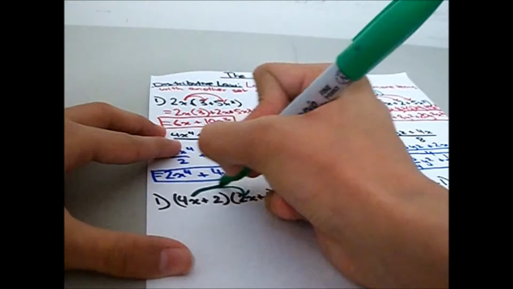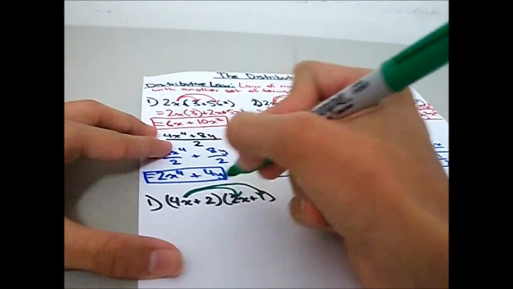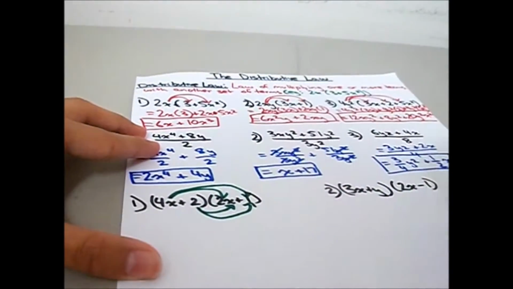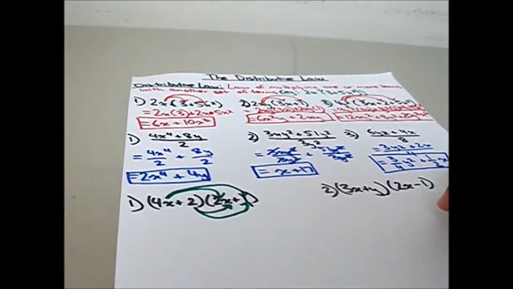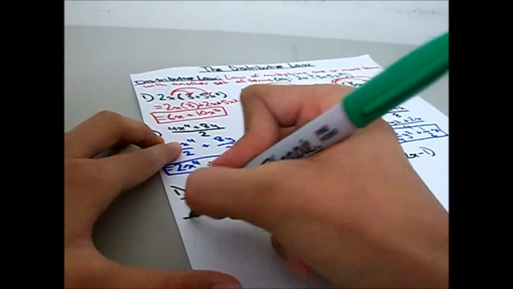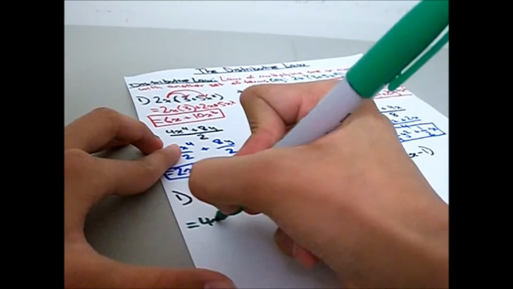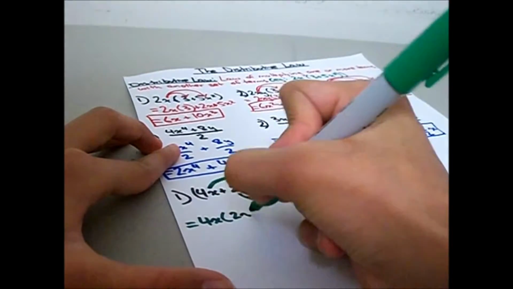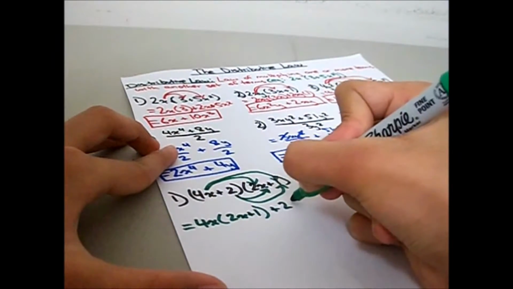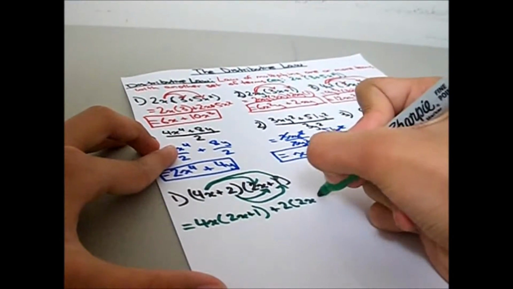So I'm going to put my green arrows here and lower here as well. So 4x will be multiplied by 2x plus 1, and 2 will also be multiplied by 2x plus 1. So to simplify it, we'll write 4x multiplied by 2x plus 1 plus 2 multiplied by 2x plus 1.